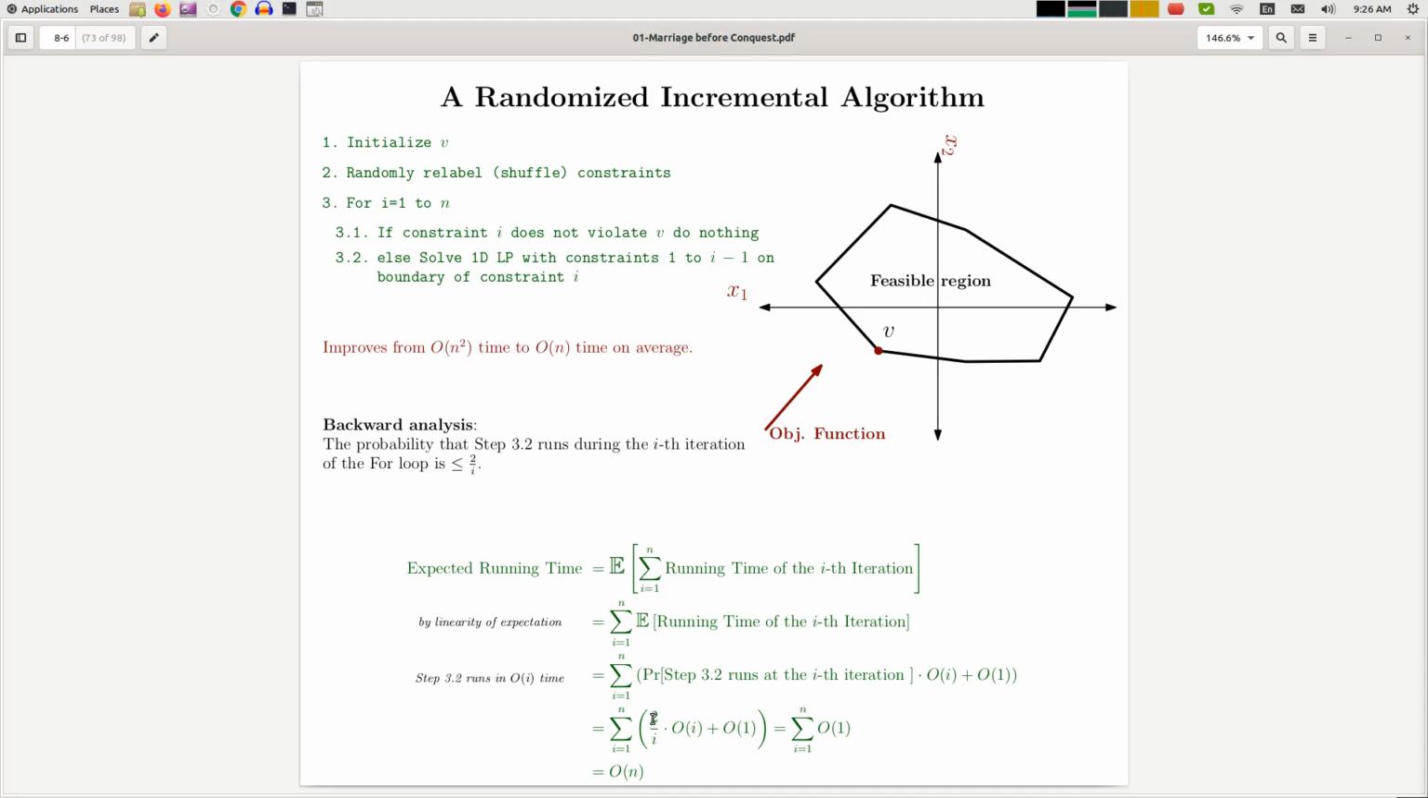Based on the claim, this is 2 over i. Again, the one-dimensional linear program is O(i), and that essentially works out to this. And if you simplify it, this is just constant. So therefore, on average, the ith iteration takes constant time. So therefore, once you sum over n constants, the total running time is linear. And that's essentially the proof. So if this claim holds, then the proof follows relatively easily. And in the next video, we're going to prove this main claim.